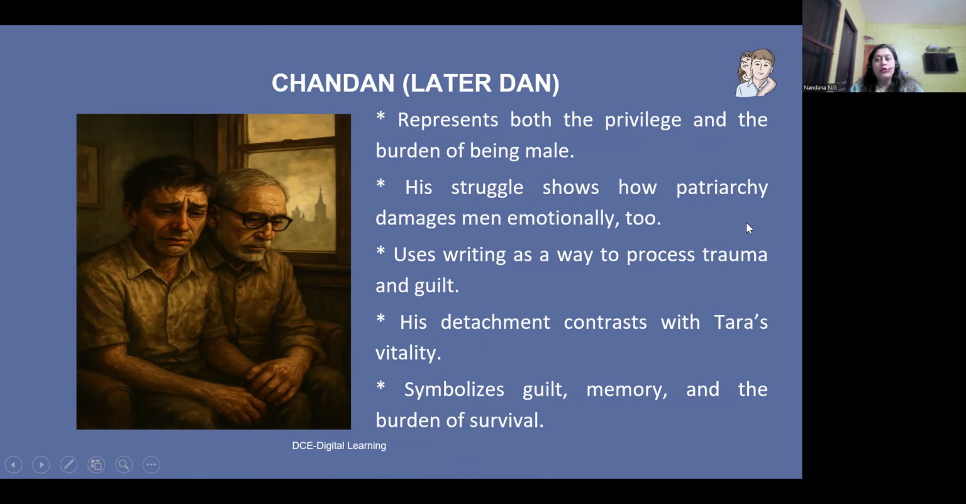He represents both the privilege and the burden of being a male. Yes, because he was born male, he got the privilege of getting the healthier leg, which would have been a better choice for Tara, but still it was given to him because he was born a male. But now he has to carry the guilt of taking away the only chance that Tara had. His struggle also shows how patriarchy damages men emotionally too. He uses writing as a way to process trauma and guilt. His detachment contrasts with Tara's vitality. So, Chandan symbolizes guilt, memory, and the burden of survival.